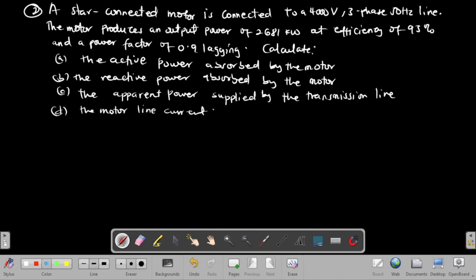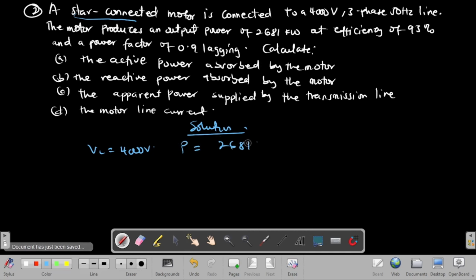So let's solve this nicely. What are our parameters? First of all, it's a star connection. So you highlight that it's a star connection, and you take note of the star parameters. Now we have connected to a 4000, so meaning that our VL is equal to 4000 volts. That's the first thing. We have our output power, that is our P, that is 2681 kilowatts. You have efficiency, which is 93 or 0.93, right? Then we have power factor, PF, equal to 0.9 lagging.